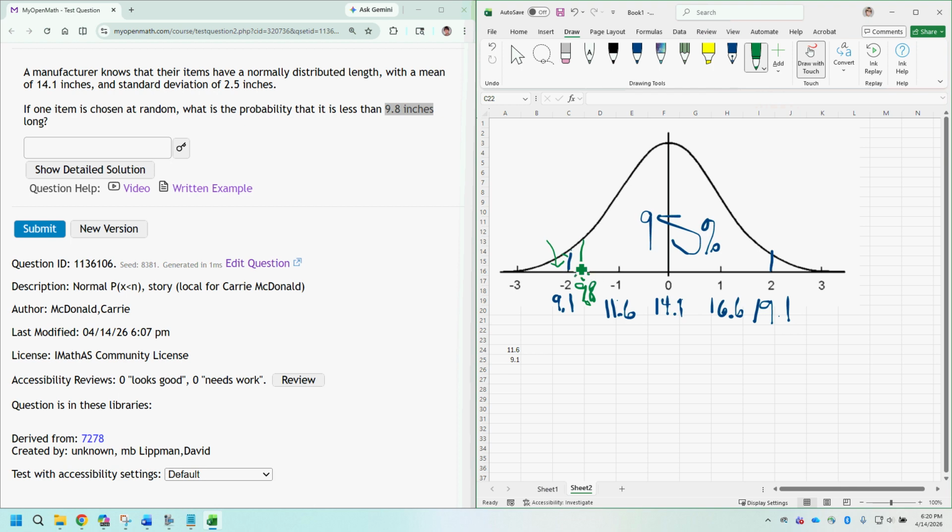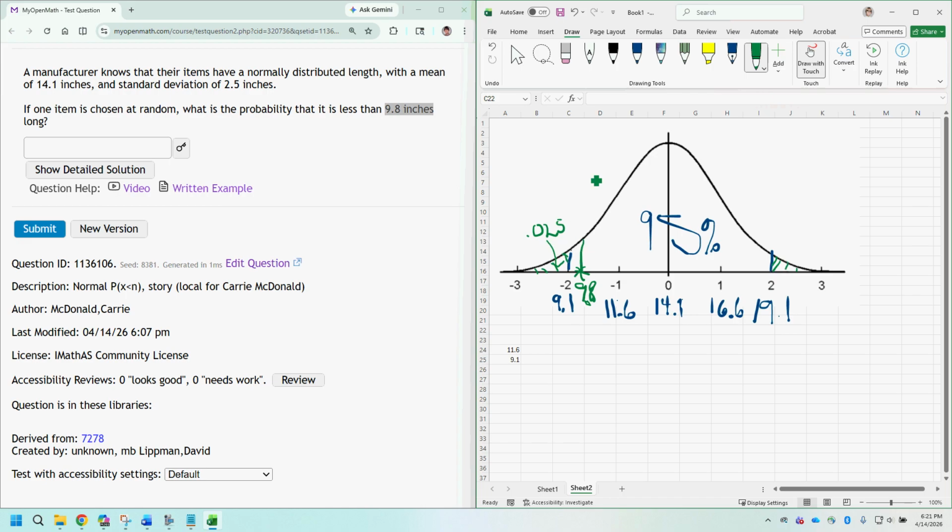I can guess that it's definitely going to be less than 5%. It's going to be a little bit more than 2.5%. Or in other words, an area of 0.05 would be the total area in both of these tails, the right tail and the left tail. If I did 1 minus 0.95, I would get 0.05 as a decimal. And half of that, since they're symmetric and equivalent areas, this left tail would be 0.025 or 2.5%.